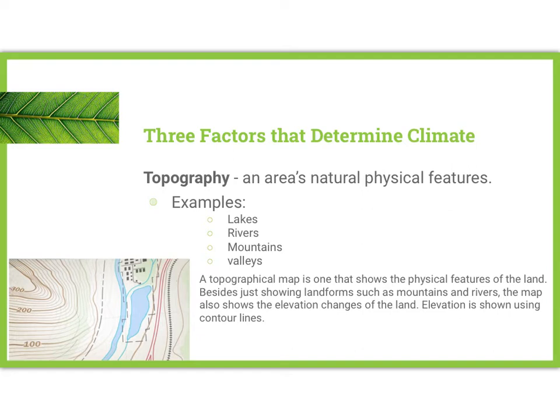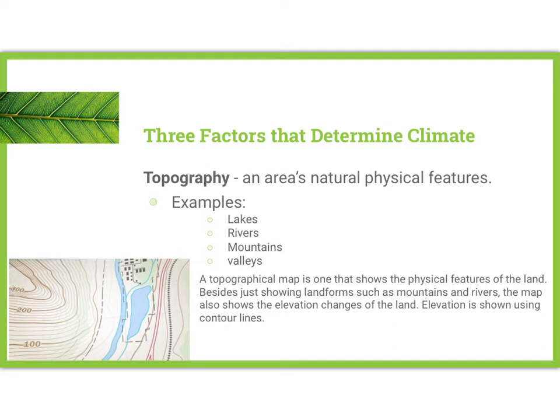Three factors that determine our climate. The topography. This is an area's natural physical features. So things like lakes, rivers, mountains, valleys, how is the land shaped? A topographical map is one that shows the physical features of the land. Besides just showing landforms such as mountains and rivers, the map also shows the elevation changes of the land. Elevation is shown using contour lines.